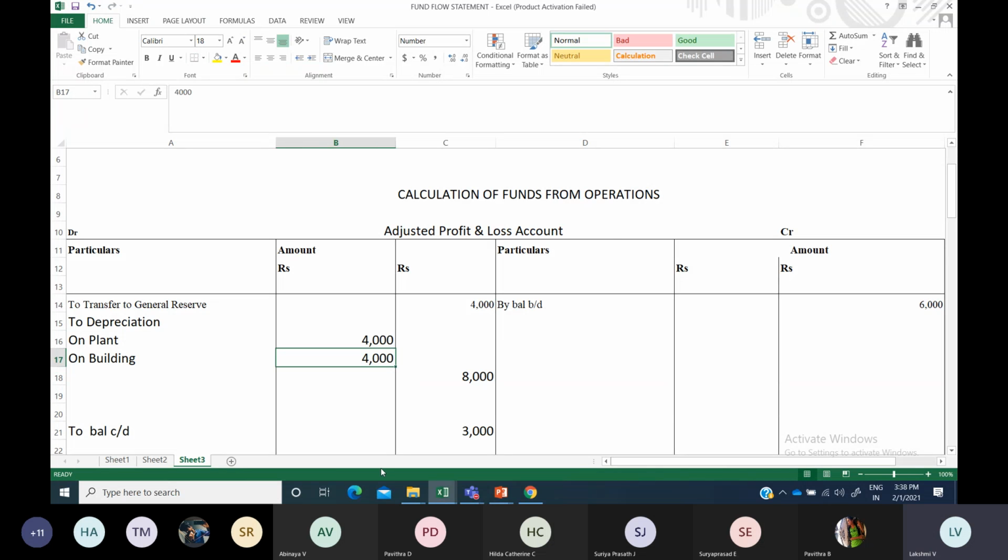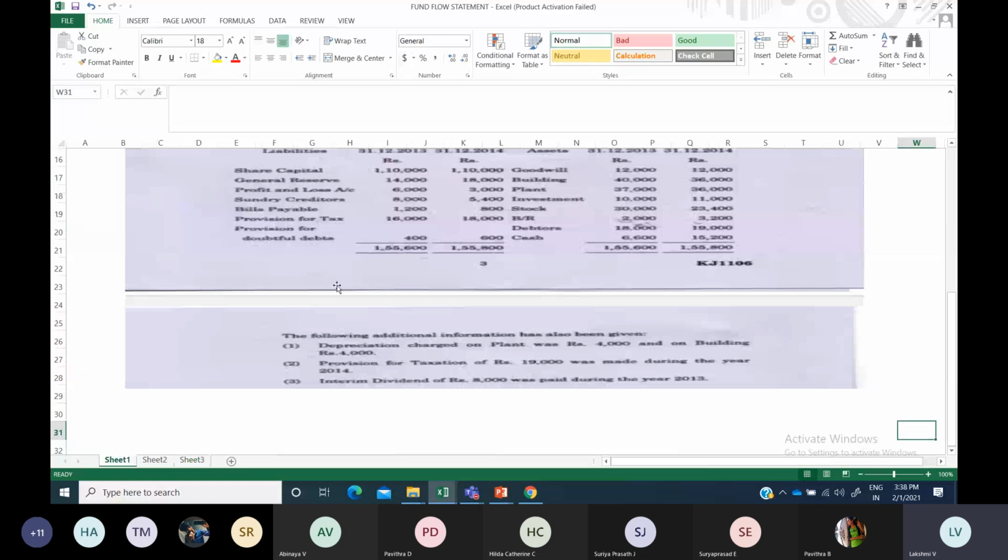Next, think about what other items will come. Provision for tax: for that you have to prepare a separate account, which I will take in the next session, because you have to prepare that account and find out the amount. Let me take it in the next session itself. No need to confuse now.